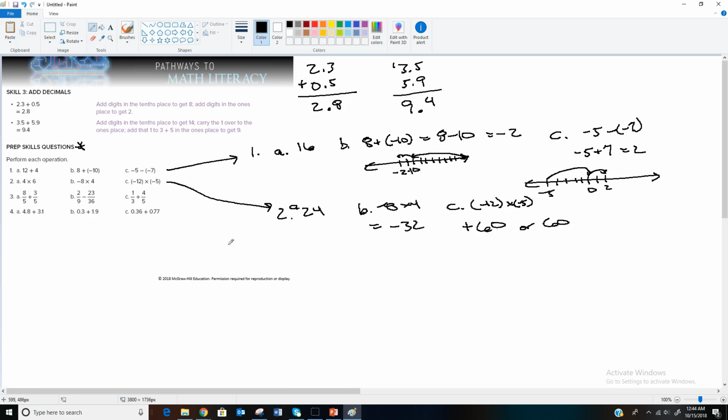On number 3, we already have common denominators, so 8 fifths plus 3 fifths would be 11 fifths. They're not requiring us to change that to a mixed number, so we won't do that.